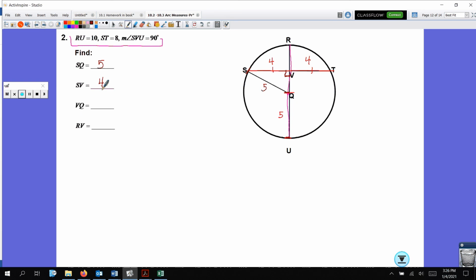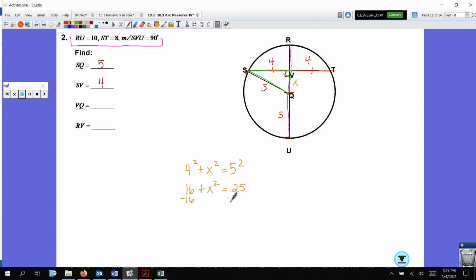I don't know about VQ or RV, but what I do know is I see a right triangle right here. You see this right triangle? I know we can do the Pythagorean Theorem. We know that 5 squared plus, let's just say this is x for now, x squared equals, oh, silly goose, not 5 squared, 4 squared. Sorry, guys. Leg squared plus leg squared equals hypotenuse squared. 4 squared is 16, plus x squared equals 25.